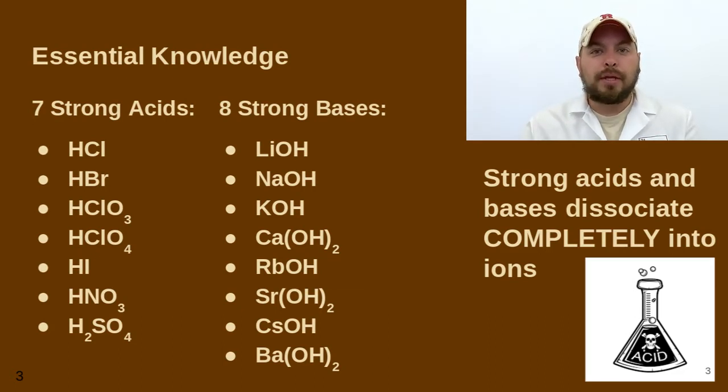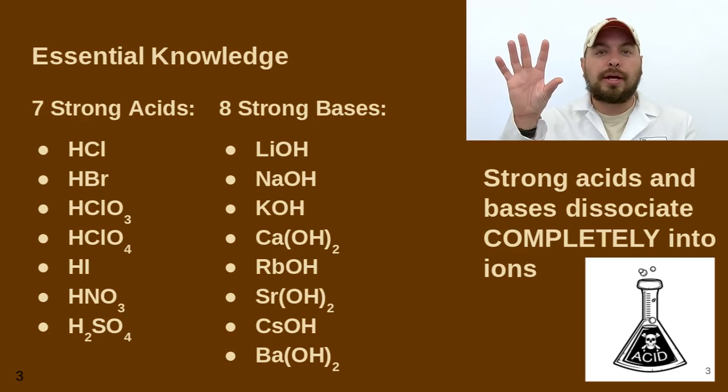Bases are the same. They fully dissociate. So when I'm looking at a monohydroxic base, like sodium hydroxide, for example, I get 1 sodium ion and 1 hydroxide ion. But when I look at a dihydroxic strong base, say calcium hydroxide, what I end up with is 1 calcium ion and 2 hydroxide ions.